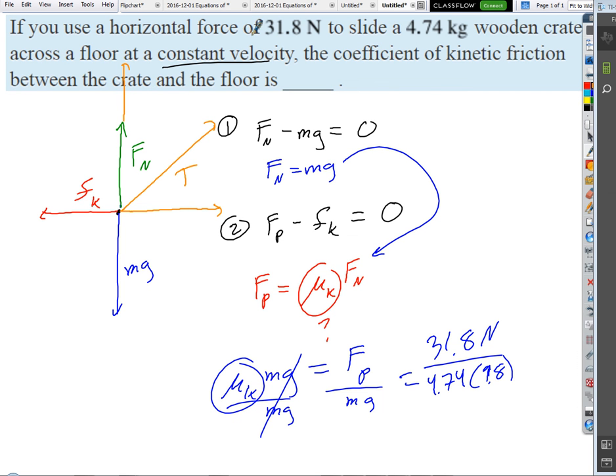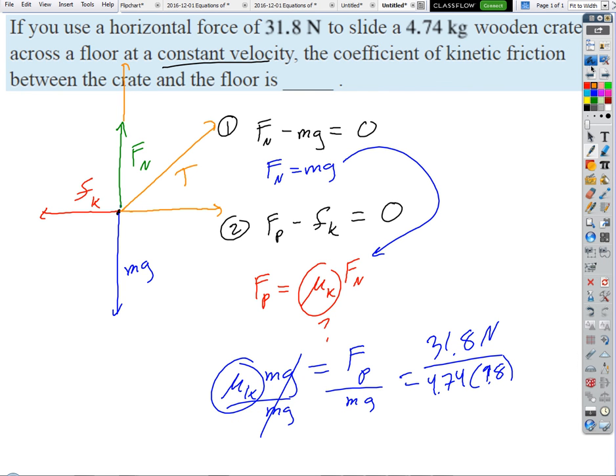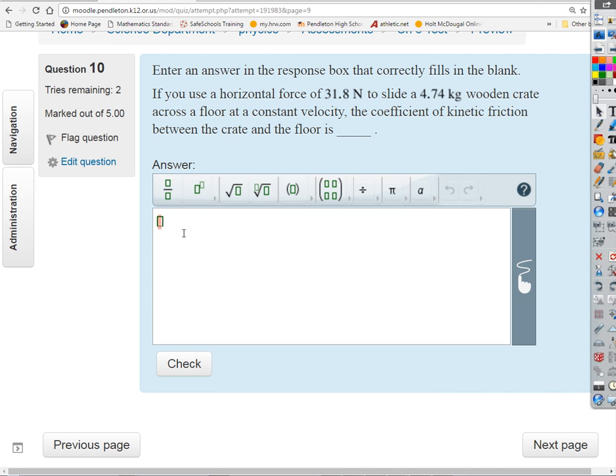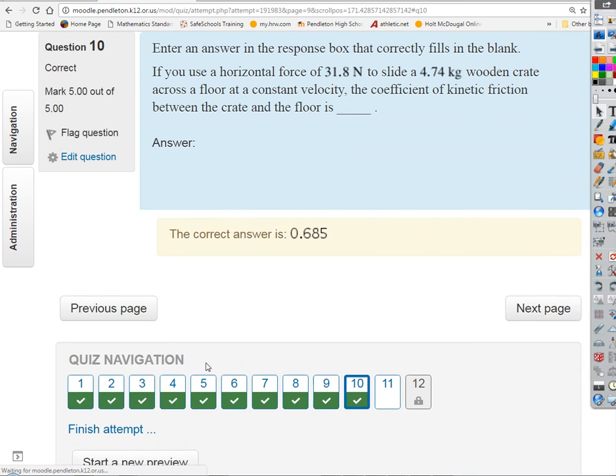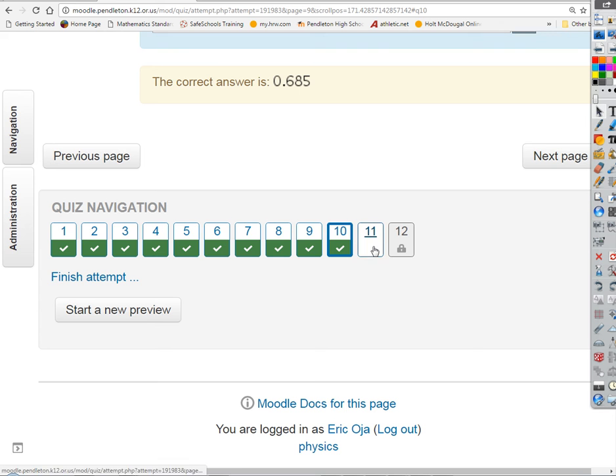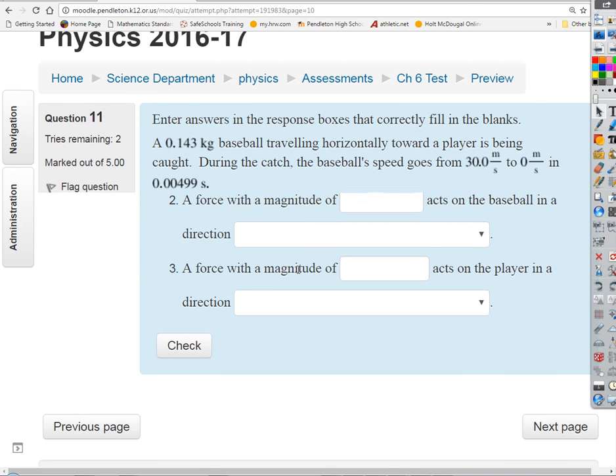So what do we get? 0.685? What are the units going to be? Nothing. It's a coefficient. It's unitless. Okay. Ooh, look at this.